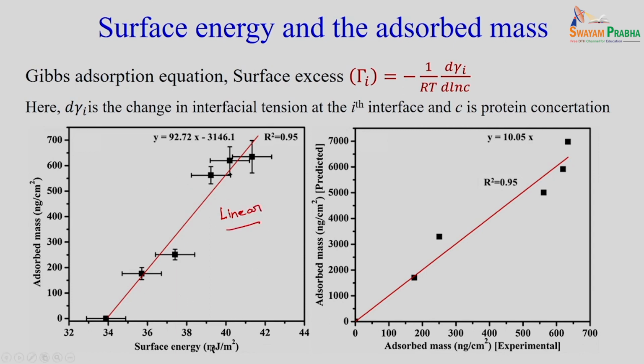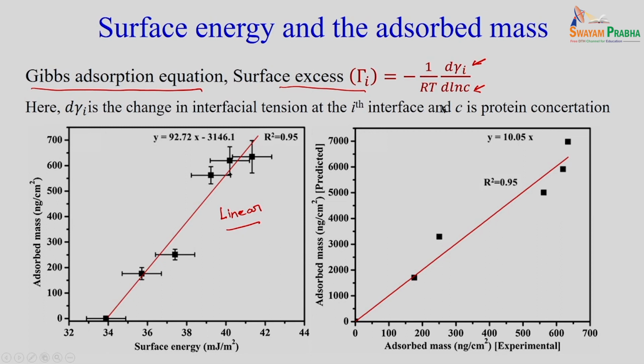Now, from here one can also theoretically estimate the surface excess or the adsorbed mass using the Gibbs adsorption isotherm, which says the surface excess is related to the change in the interfacial tension at the ith interface, meaning it may be the solid liquid, the solid vapor, or the liquid vapor, and ln C, that is the concentration, T the temperature, and R the gas constant.